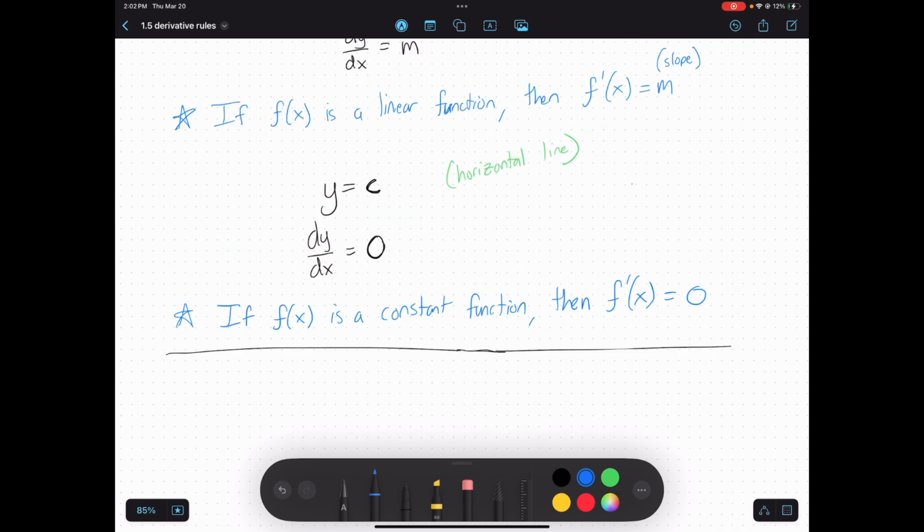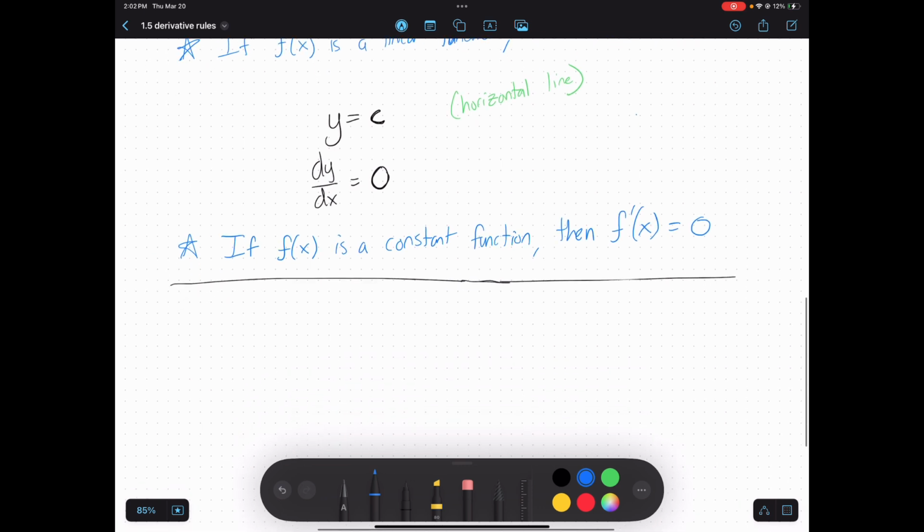So we now have some derivative shortcuts for linear functions and for constant functions, but let's try and get a little bit more complex. And we're going to start with power functions. Let's say my function is a power function. What is a power function? A power function is when you have x raised to a power. Okay? We're going to use k to represent just that constant power. So k is a constant in this case.